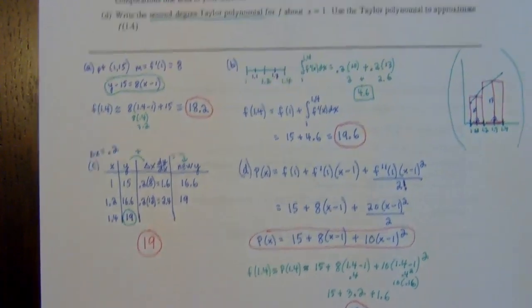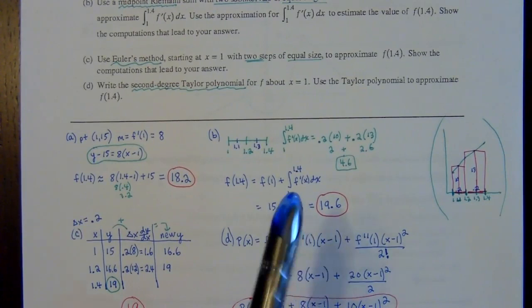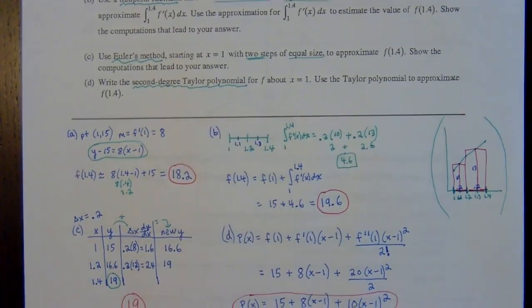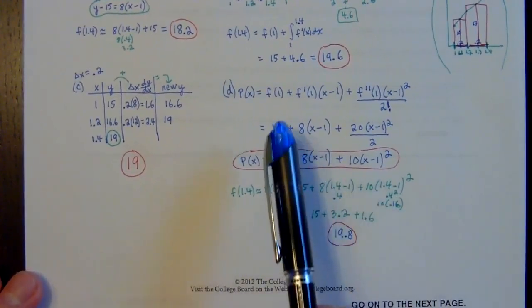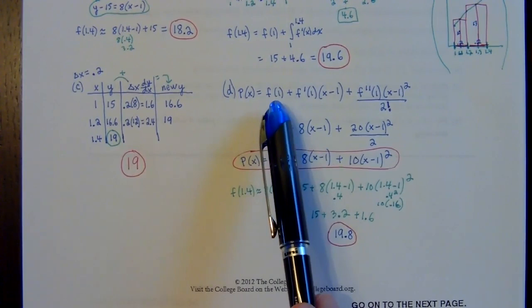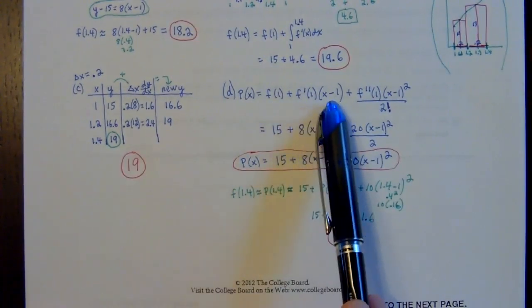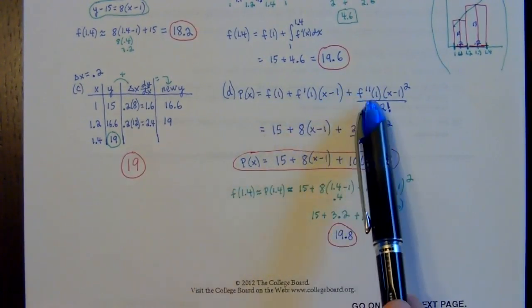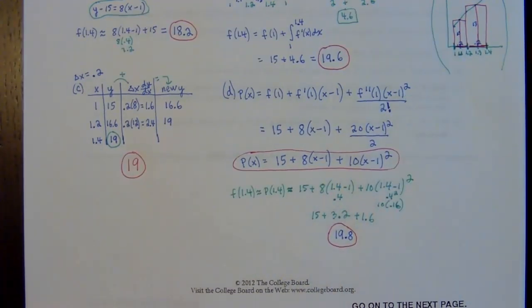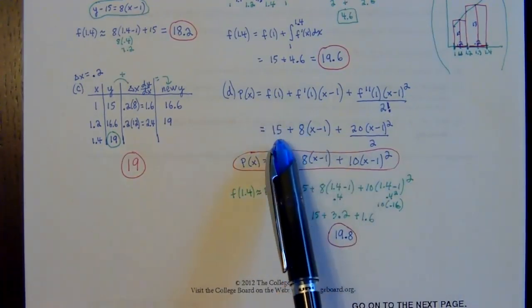Then letter D is our friend, our Taylor polynomial, and I see second degree Taylor polynomial. So I'm just going to go ahead and use our main definition straight from our videos there. So a second degree, and then it says about x equals 1, so our c is equal to 1. So we're going to go f of 1, f prime of 1, x minus 1 to the first over 1 factorial, f double prime of 1, x minus 1 squared over 2 factorial, just straight your main definition of a Taylor polynomial. They tell us f of 1 is 15.